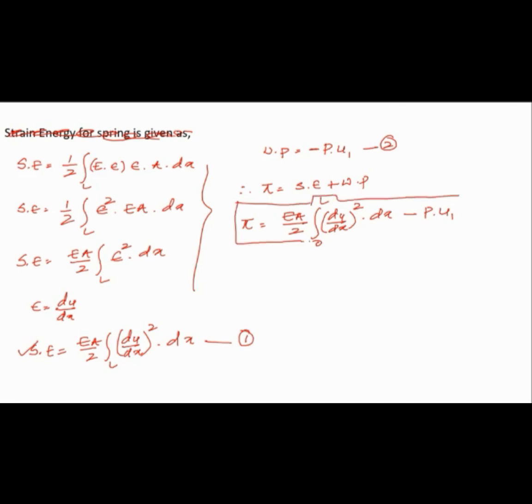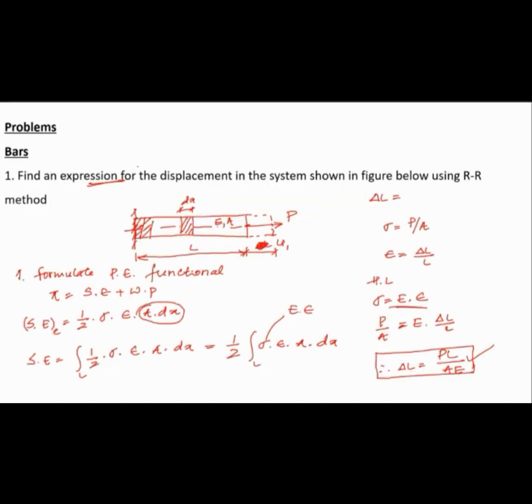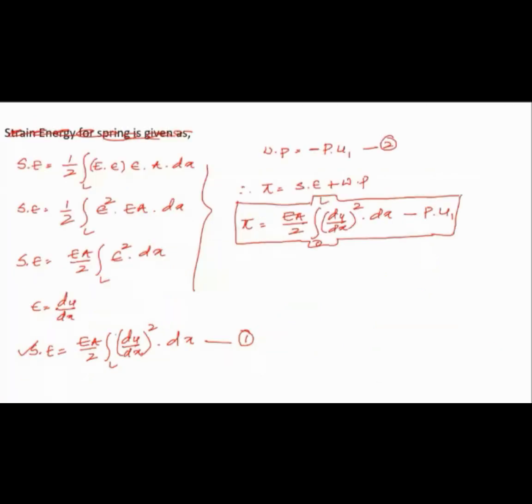This is my first step in the RR method, formulating the PE function. So this much you need to formulate. I started with the strain energy equation, then reduced it to a final equation of strain energy. Work potential is nothing but force into displacement, so that I have considered directly. So that is my first step, formulating the PE function. I have formulated the PE function. What is my second step in the RR method?